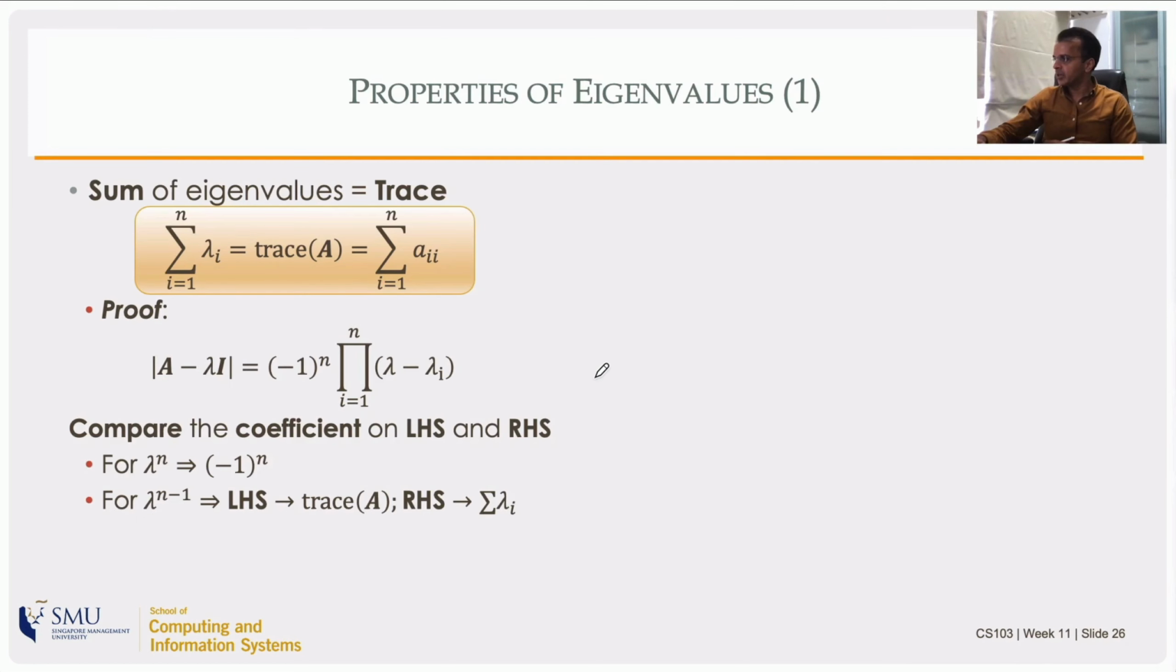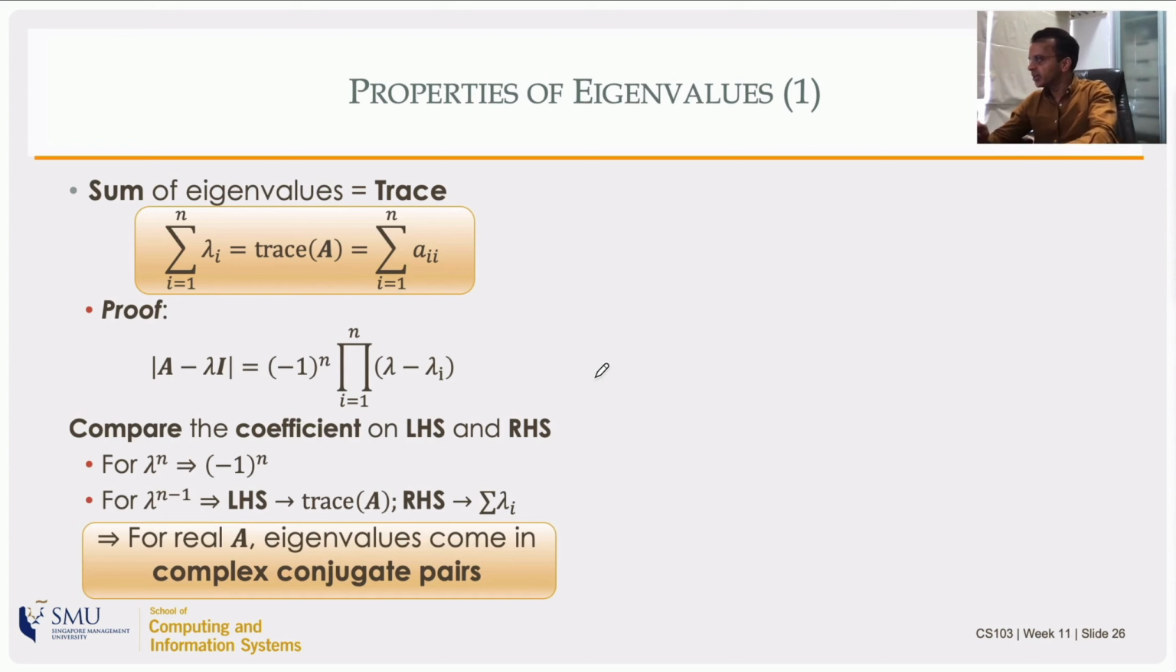Comparing coefficients of the left hand side and right hand side, lambda to the power n will have a coefficient of minus 1 to the power n. Lambda to the power n minus 1 on the left hand side will have the trace, which is the sum of all the diagonal elements of the matrix, because a11 plus a22 plus a33, etc. On the right hand side, it will be the sum of the eigenvalues. So they have to be the same because this equality is a statement of truth, and that means each coefficient will have to match. Alright, so that is the statement. So the proof is right here: just by comparing the coefficient of lambda to the power n minus 1 on the left hand side, you get the trace. On the right hand side, you will get the sum of the eigenvalues.